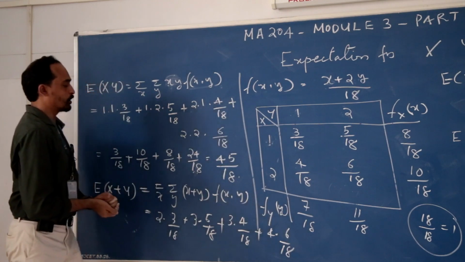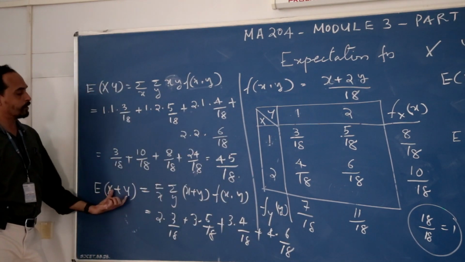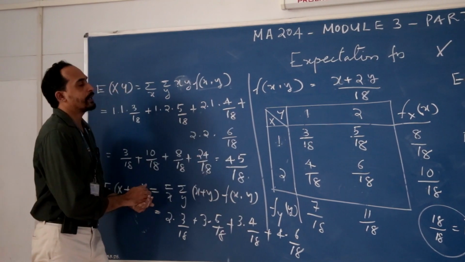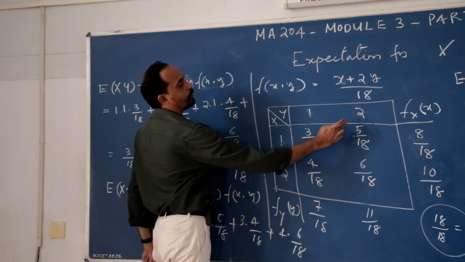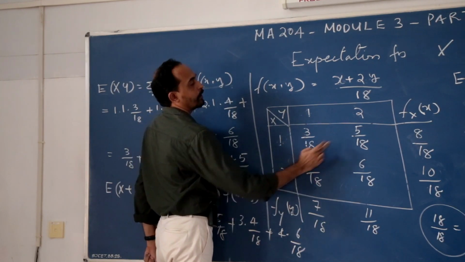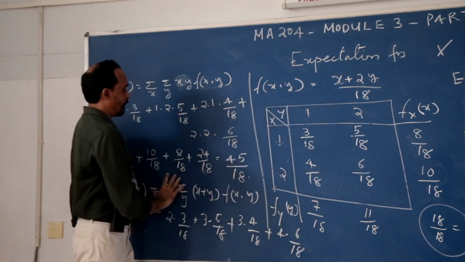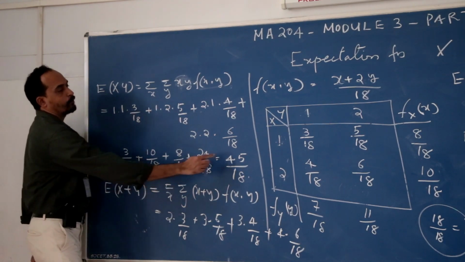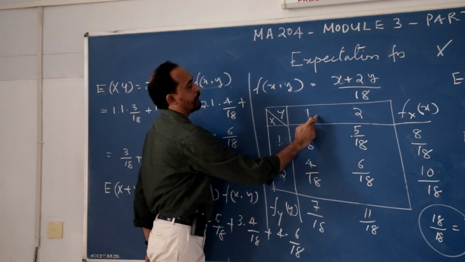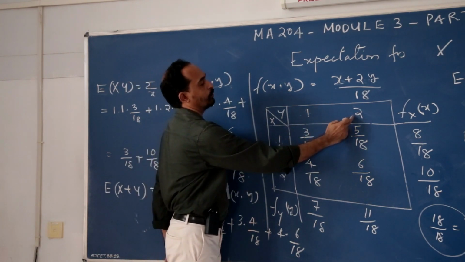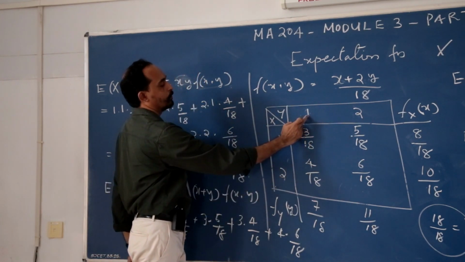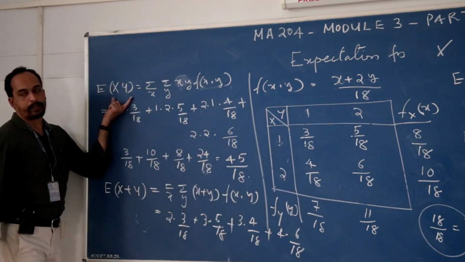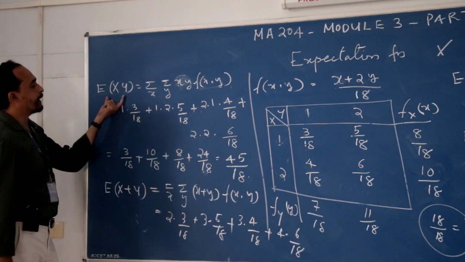So it is possible to find expectation of any combination of x and y with respect to this tabular representation. In each case, we are taking f of 1, 1, f of 1, 2, f of 2, 1, f of 2, 2. Whatever the function is, just change x and y accordingly. First we take x equal to 1, y equal to 1, x equal to 1, y equal to 2. Then we take x equal to 2, y equal to 1, x equal to 2, y equal to 2. That's all regarding expectation in the case of discrete random variables.